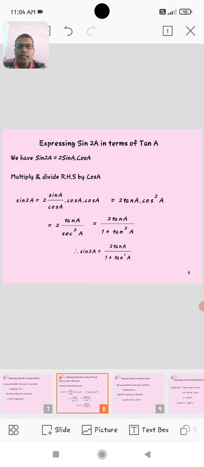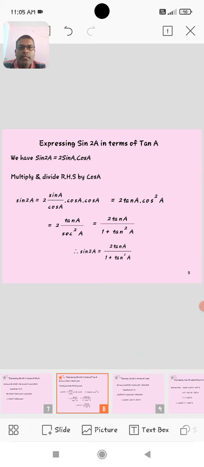Multiply and divide the RHS by cos a. Sin 2a is equal to 2 sin a by cos a into cos a, divided by cos a. That's why in the numerator and denominator we write cos a. Here, 2 sin a by cos a: sin a by cos a is equal to what? Tan a. And cos a into cos a is cos square a. That is equal to 2 tan a by cos square a.